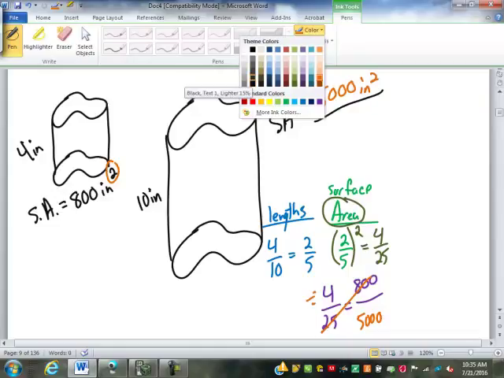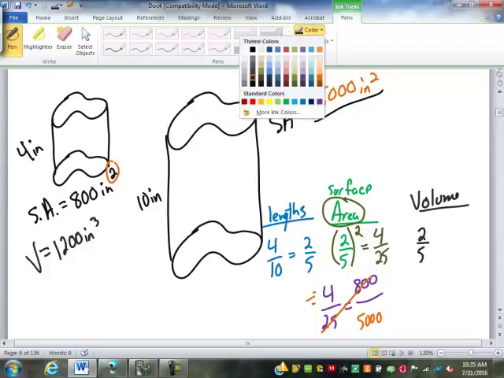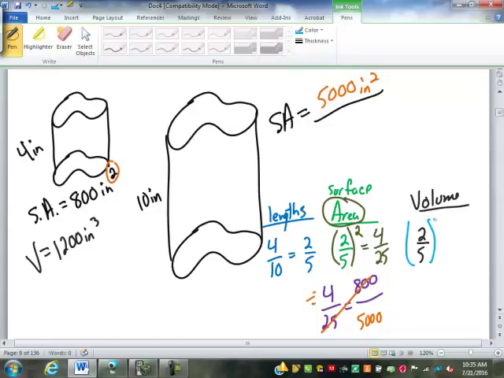What most of you were expecting me to do is something like this. So the volume is 1,200 cubic inches. So now over here, the ratio of volumes is going to be, what am I going to do to my 2 to 5 now? Now I'm going to cube it.